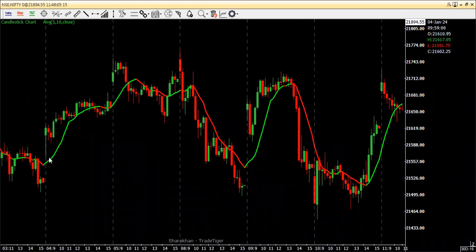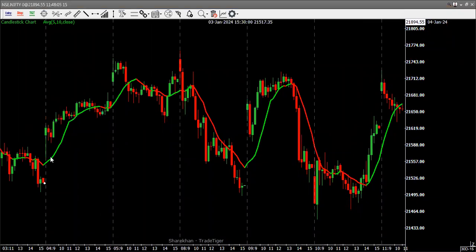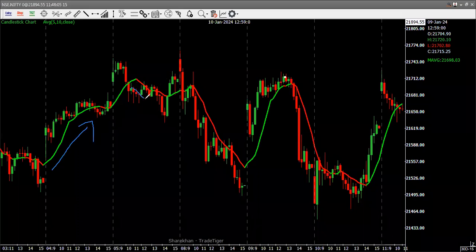When the price is going upside, you can see here the price is going up, so the moving average is following that price. The moving average is going upside. If the price is coming downside, the moving average is following the price. Always remember, the moving average's work is that it will follow the price.